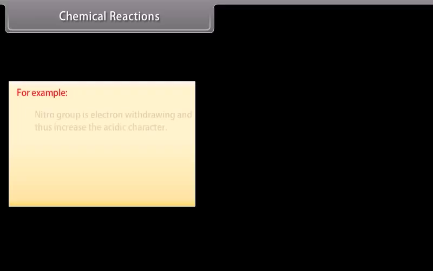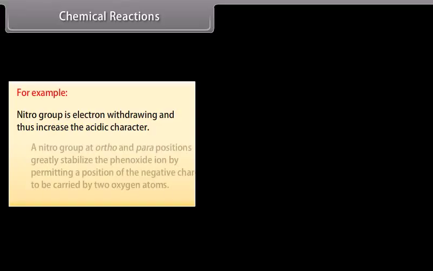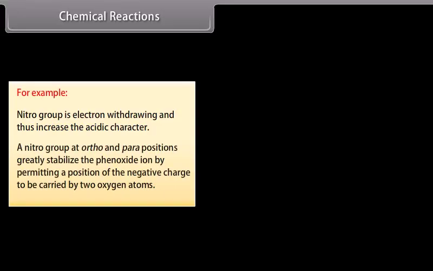For example, nitro group is electron-withdrawing and thus increases the acidic character. A nitro group at ortho and para positions greatly stabilizes the phenoxide ion by permitting a portion of the negative charge to be carried by 2 oxygen atoms.